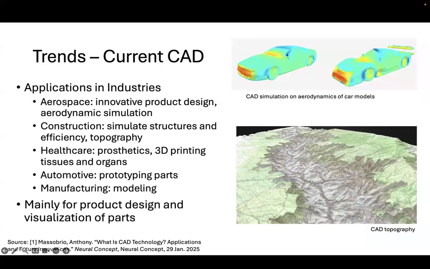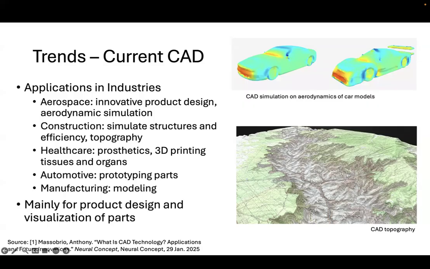What does current CAD do? Applications in some of the industries. In aerospace, you have innovative product design as well as aerodynamic simulations, which is very powerful. In construction, you can simulate structures and efficiency. But also, something that I found interesting is that you can even use CAD for different topographies. If you are trying to create construction on a hillside, in a river basin, things like that, you can use CAD to map the topography and see how your construction is going to fit in the real world.